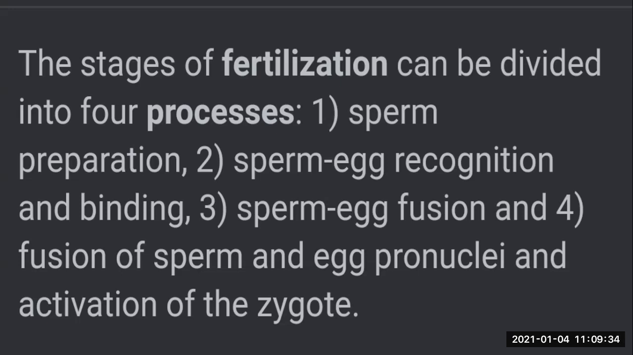And then the activation of the zygote. After fertilization, which stage occurs? Zygote formation. So the activation of the zygote. So these are the four proper stages of fertilization, through which fertilization occurs.